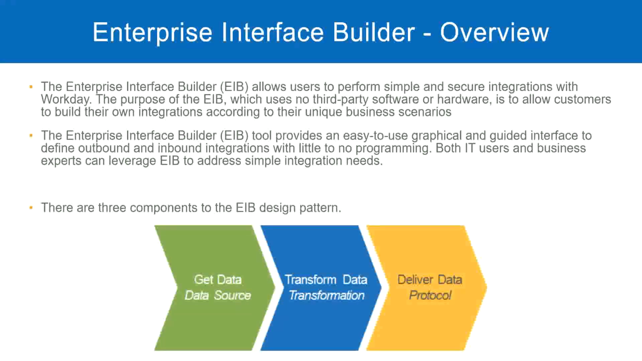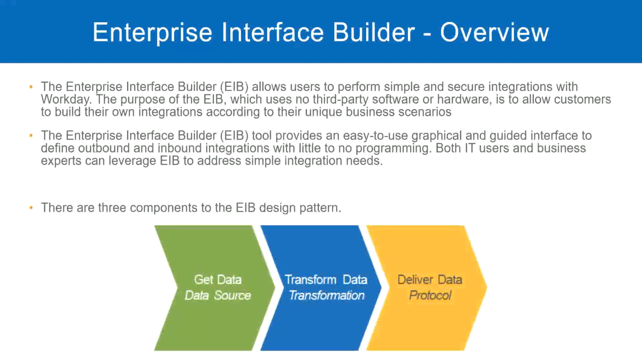When we create an integration using EIB, we will see these 3 steps there as well. Get data, transform data, deliver data. These are the 3 components in an EIB design pattern. So what we are going to do is configure these 3 steps. Get data: where are we going to get the data from? That is something we have to configure.